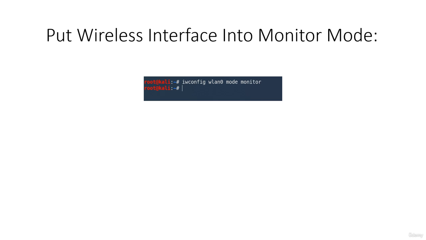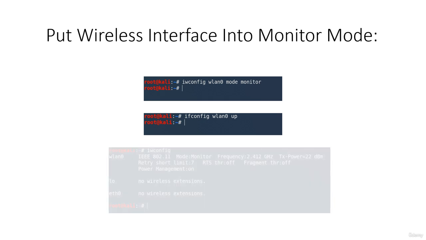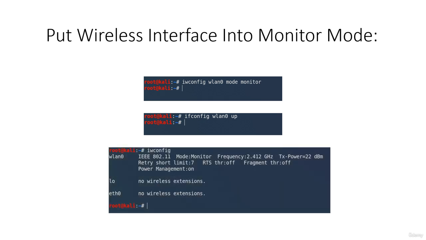previously we disabled the network interface. Now we have to enable our network interface. So just type ifconfig wlan0 up and the network interface will appear, and it will put your wireless interface card into monitor mode. Then simply type iwconfig, and as you can see, it's now in monitor mode.